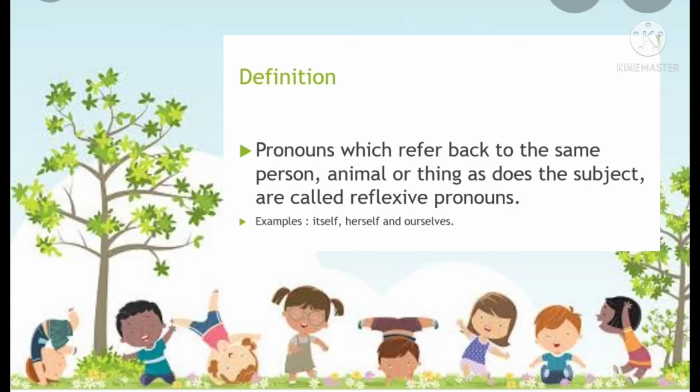So what are reflexive pronouns? Pronouns which refer back to the same person, animal or thing as does the subject are called reflexive pronouns. Words that reflect back to the pronoun in the same sentence are reflexive pronouns. For example, we use the words like itself, herself, ourselves in the sentence to reflect back the pronouns that are subjects in the sentences.